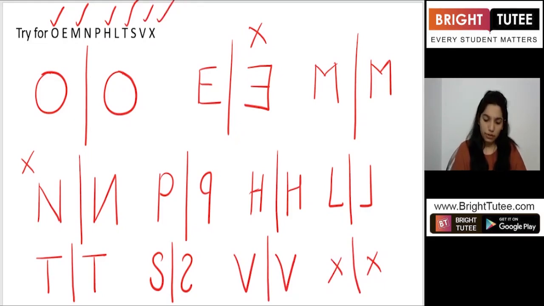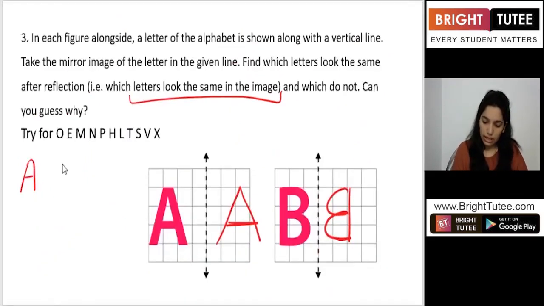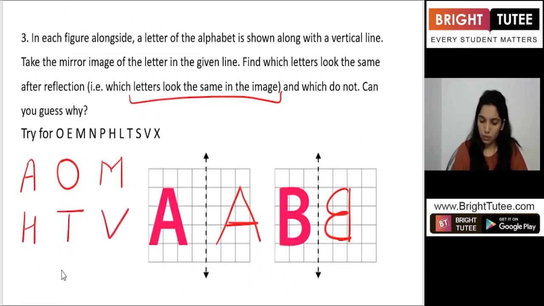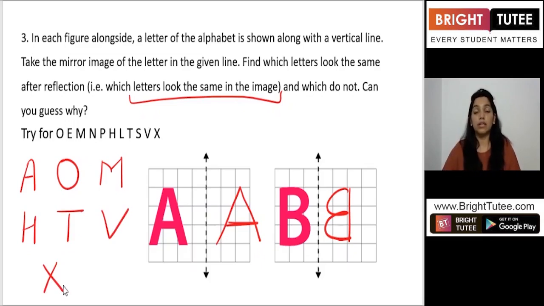So what all alphabets have we got? We have got A, then O, M, H, T, V, X. These are all those alphabets that are looking exactly the same in the image itself. So what do we notice common in all these images is that all of these images have got a vertical line of symmetry. Look at this.